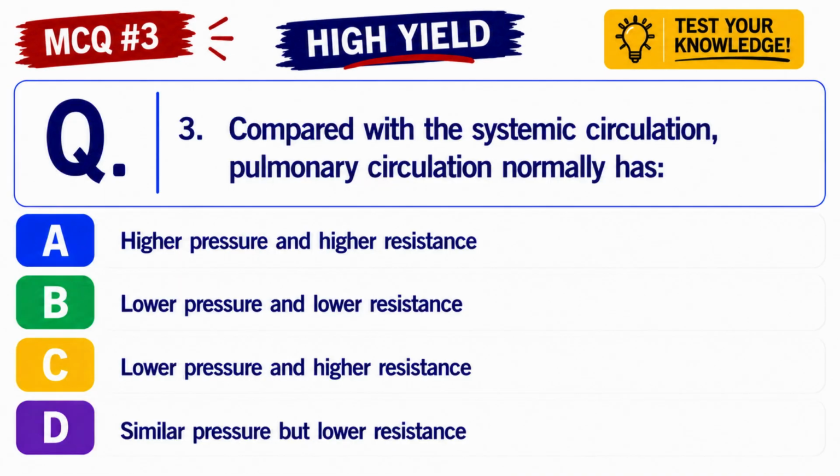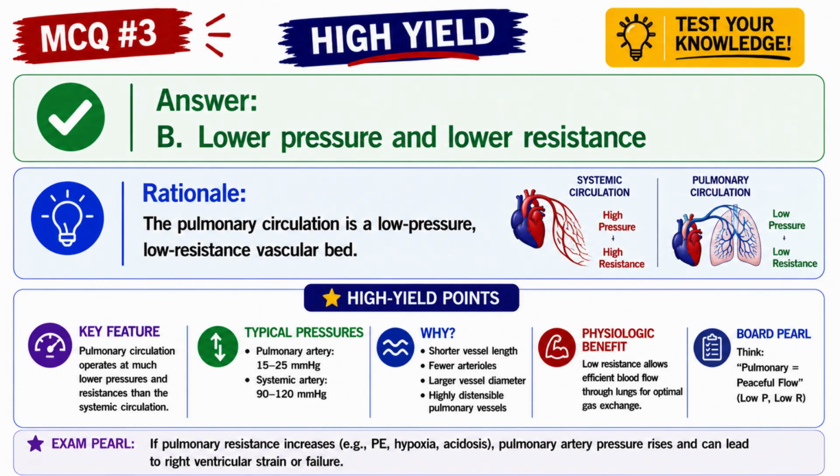Question 3. Compared with the systemic circulation, pulmonary circulation normally has A. Higher pressure and higher resistance, B. Lower pressure and lower resistance, C. Lower pressure and higher resistance, D. Similar pressure but lower resistance. The answer is B. Lower pressure and lower resistance.